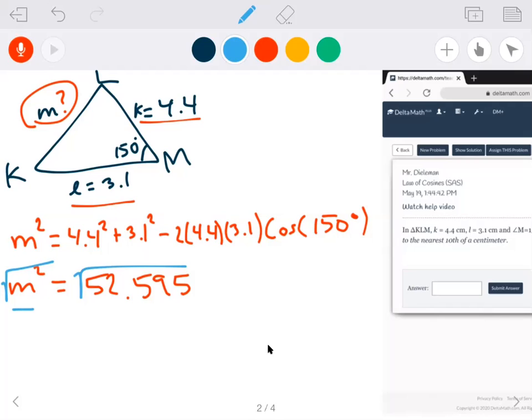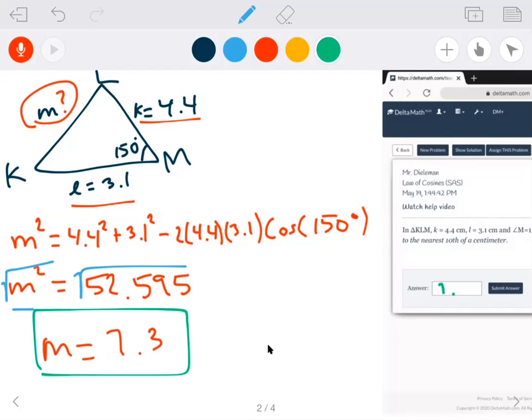So m equals 7.3. And that is my solution. So that's what I would type over here, 7.3. I'd put that in my answer box and I'd hit enter. Now, don't freak out if they tell you it's wrong. A lot of times, it's just a matter of how you round it. It's possible you're doing everything right, and you're just rounding it incorrectly. So we've got 7.3 as our answer.